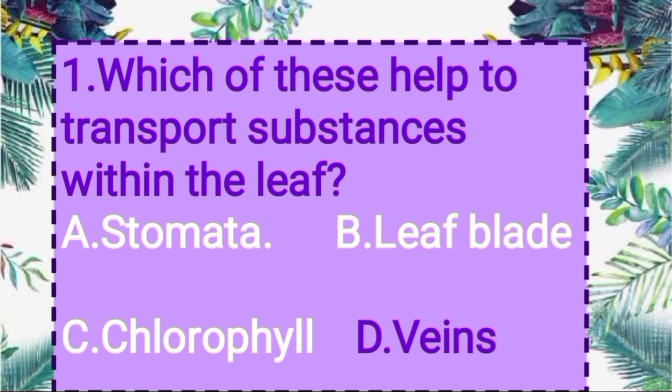Options are A. Stomata. Option B. Leaf blade. Option C. Chlorophyll. Option D. Veins. Answer is option D, veins, because veins help in transportation of substances, for example water, minerals, and prepared food to and from the leaf.